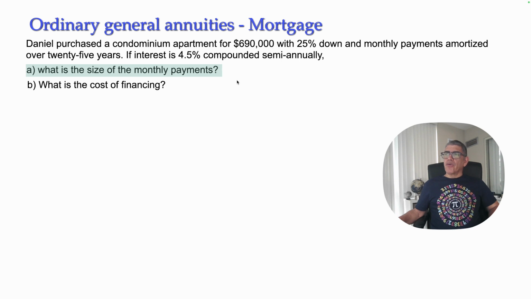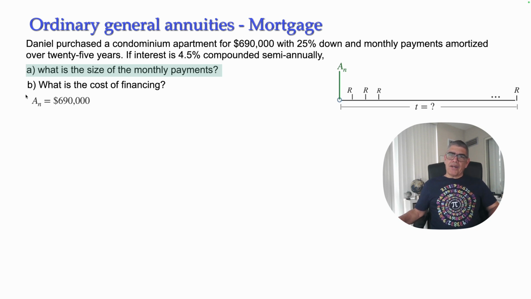So we have a mortgage in which we are going to pay an amount that is financed at the beginning by monthly payments. And during the time, this time is given. The time is 25 years. So we can easily compute how many payments in total. And this amount that is financed is actually the value of the apartment, that is $690,000 minus the down payment.